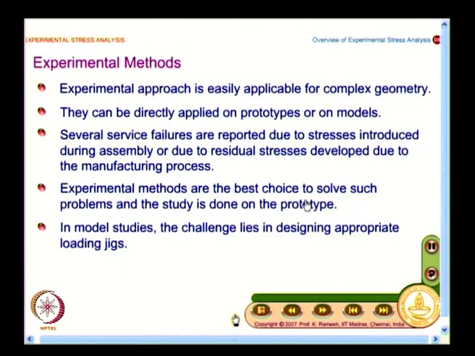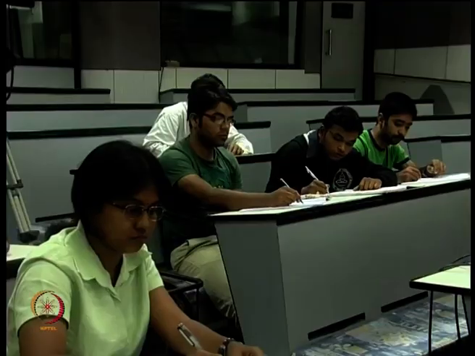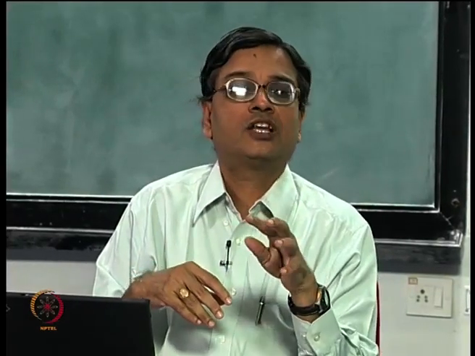So, experimental methods are the best choice to solve such problems, and the study is done on the prototype. And in model studies you have a difficulty, because the challenge lies in designing appropriate loading jigs. If I do not design the loading jig appropriately, then I am not solving the problem that I have to solve, even by experiments. I said in numerical techniques, if you do not specify the boundary conditions, you are not solving the problem that you have to solve. The same defect exists even in experimental methods when you have to work on models. When you work on prototypes, the approximation is as close as possible to reality, but when you work on models, you have to load the model.